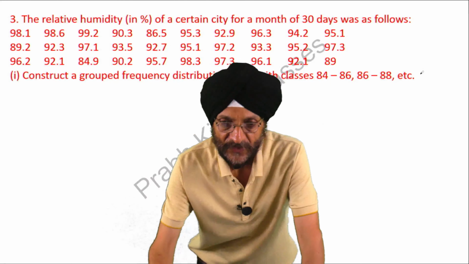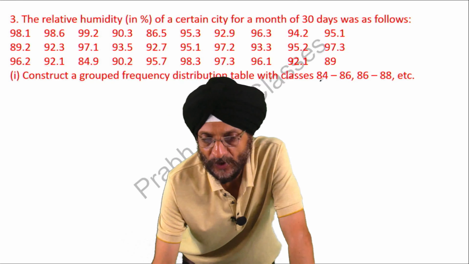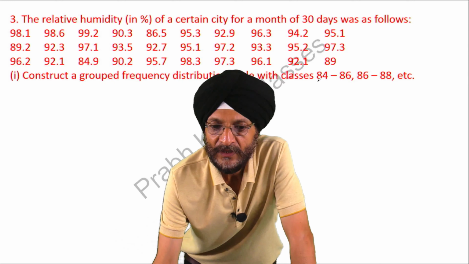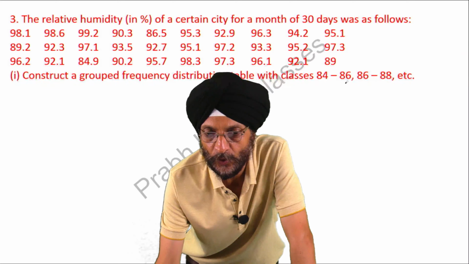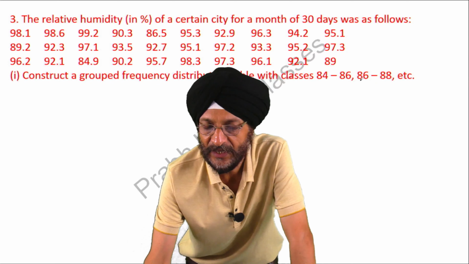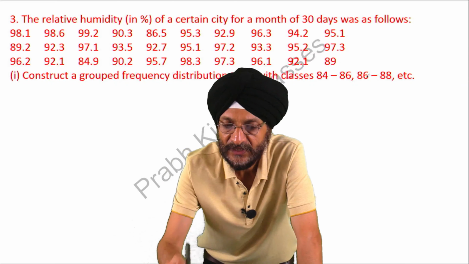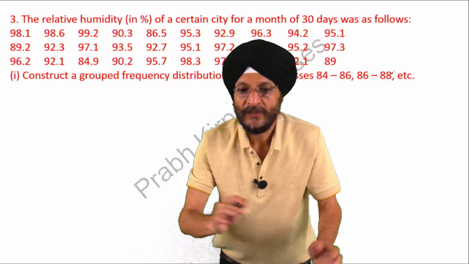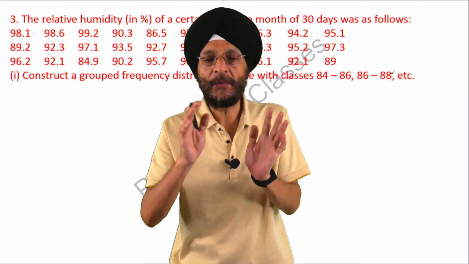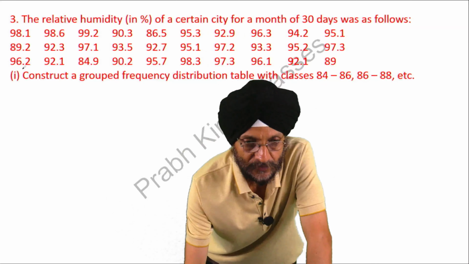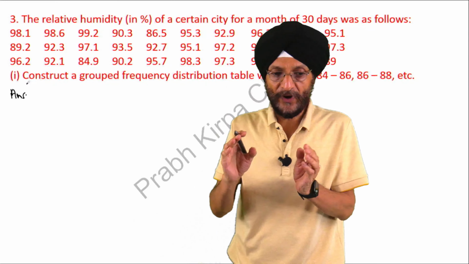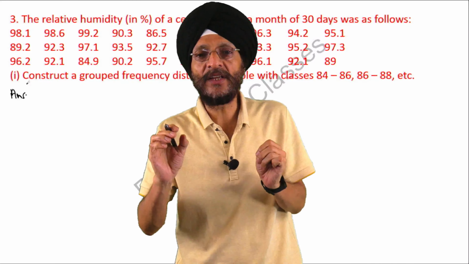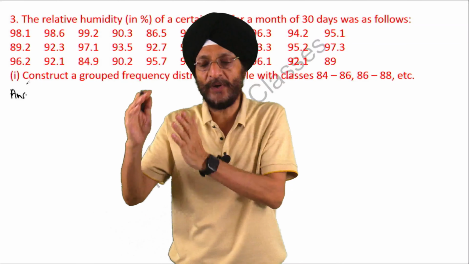That is, from the question we can say that in a particular entry we will write all the days in which the relative humidity was between 84 to 86, and then in another group the number of days the relative humidity was 86 to 88. In this way we have to construct a grouped frequency distribution table. Now, firstly, to form the intervals we will have to find out the minimum relative humidity and the maximum relative humidity.